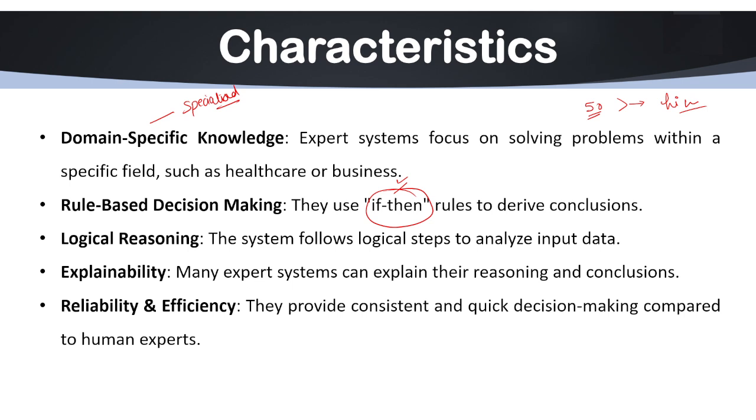So explainability means many expert systems can explain their reasoning and conclusions. If we talk about explainability in an expert system, it refers to the system's ability to provide reasoning and justification. It is always related to its justification and its reasoning for its conclusions and decisions, right? It helps users understand how and why a particular recommendation or diagnosis was made.